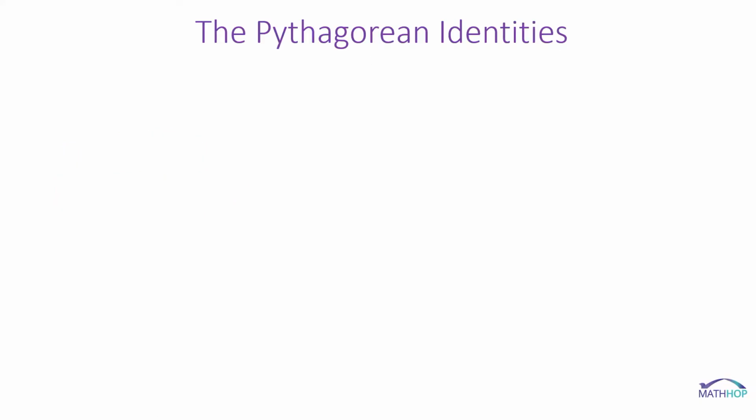So in addition to remembering your reciprocal identities, where tangent is sine over cosine and cosecant is 1 over sine, there's a really important set of Pythagorean identities. You'll need to know these. So let's review how we come up with them.